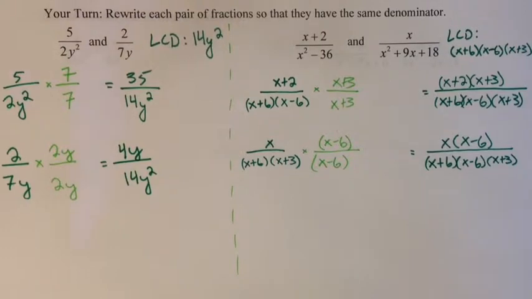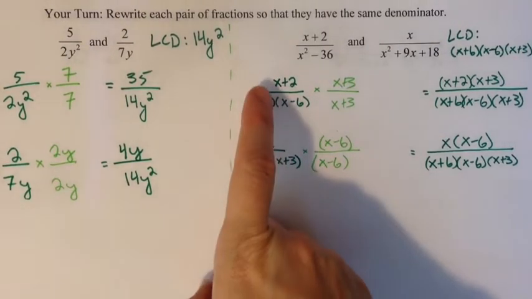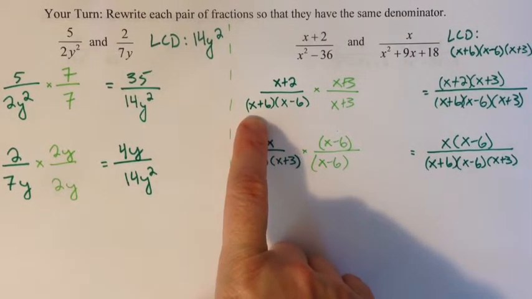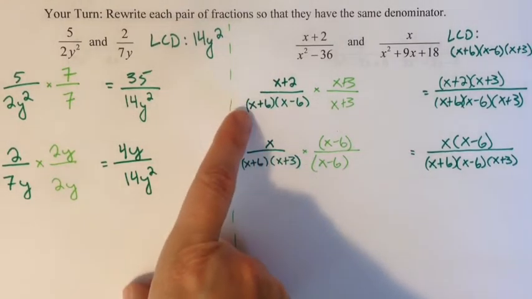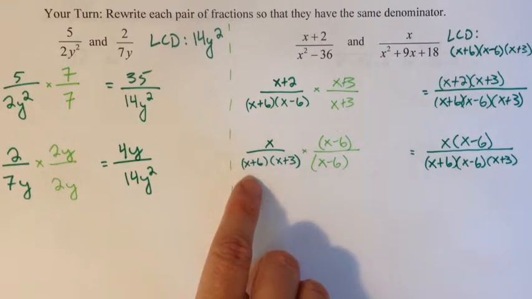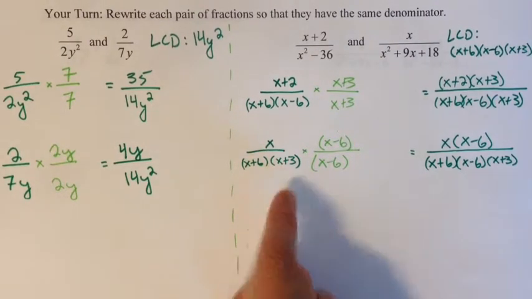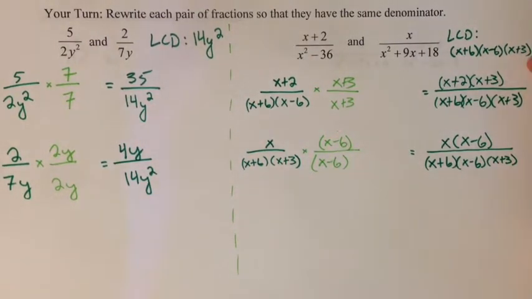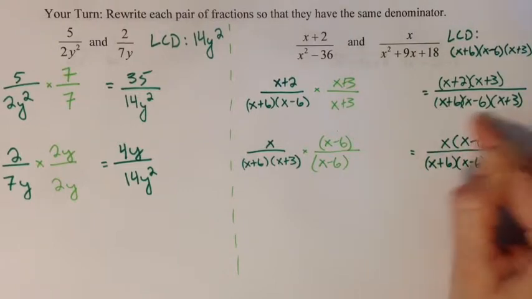Now let's look at this second example. I started by writing down my two fractions with their denominators completely factored. I had x plus 2 on top, and then (x plus 6)(x minus 6), and my second fraction was x with (x plus 6)(x plus 3) on the bottom. And then I remembered that we'd already found the least common denominator to be (x plus 6)(x minus 6)(x plus 3). So I wrote down my goal denominator here.